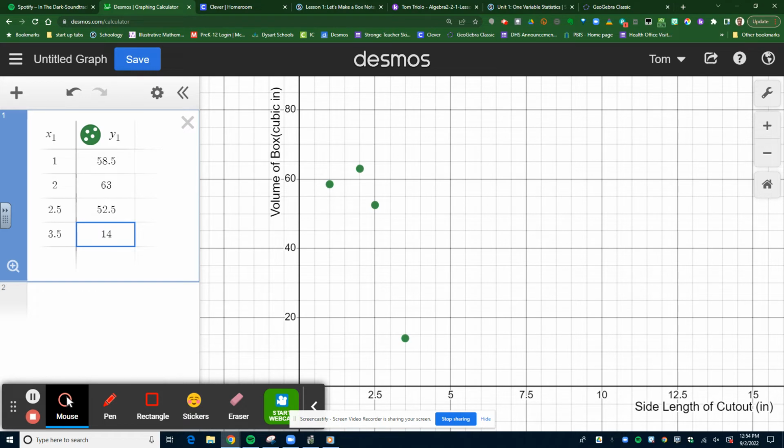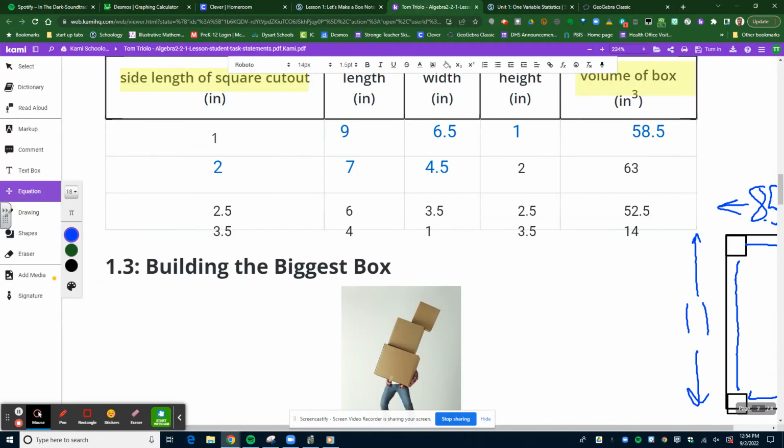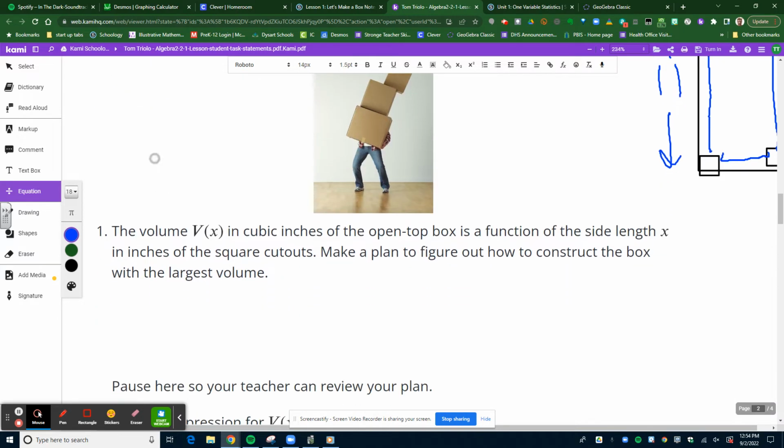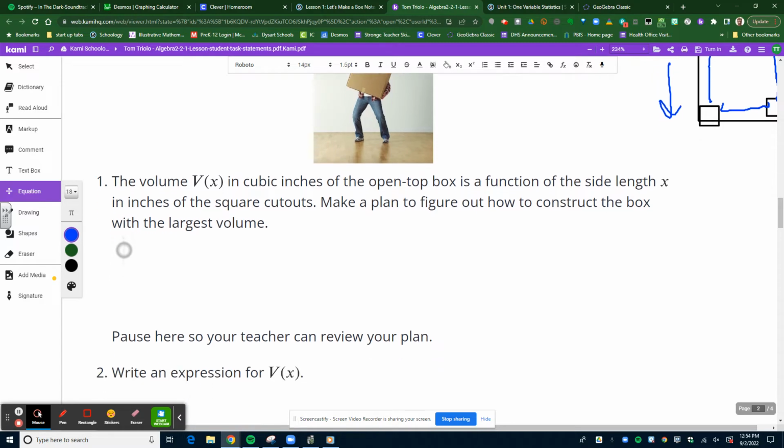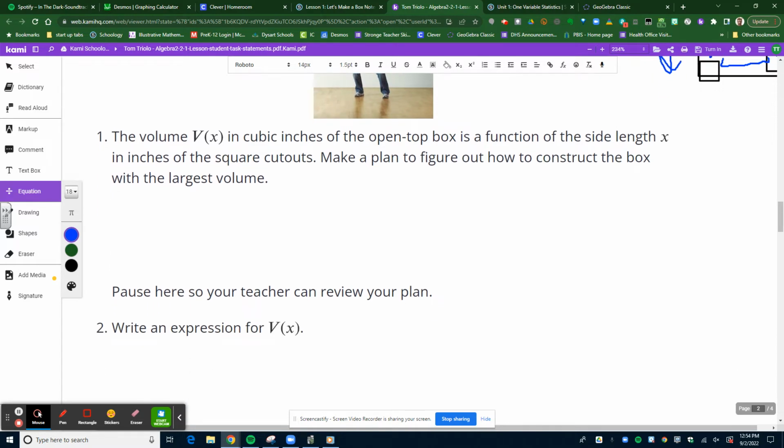So it looks like at some point it would have peaked out. So I want you to have a conversation with your group and answer the question: where do you think the largest volume is, how big should your square cutout be? Don't say it, just talk quietly. Don't scream it out if you figured it out. And then we're going to actually create an equation to justify if your answer is correct or not.